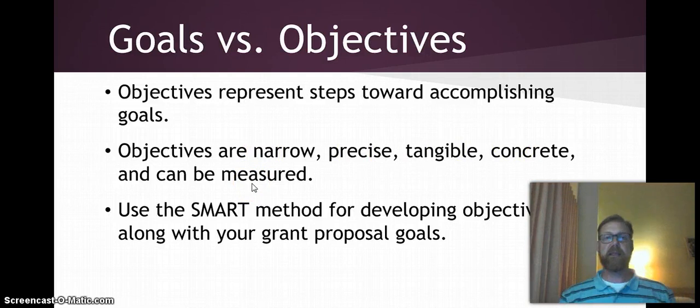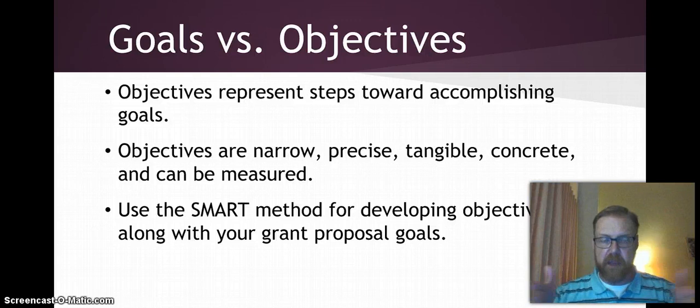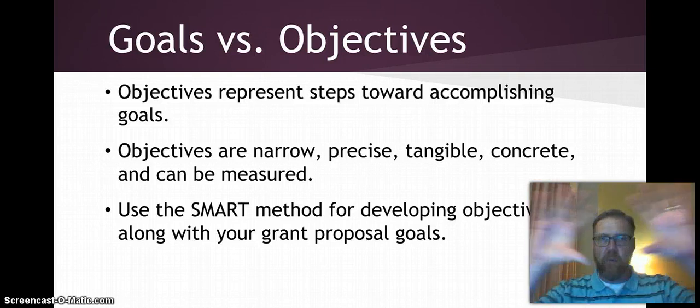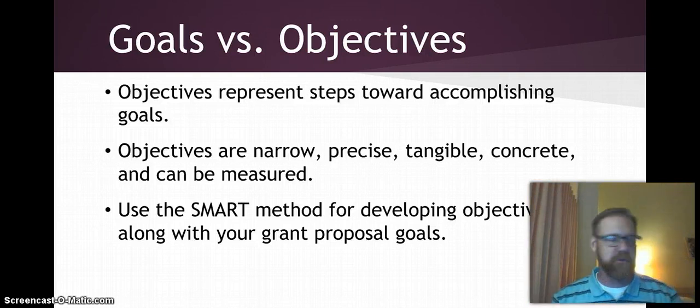So here we're taking these big goal statements, and now we're streaming them, we're funneling them. So you might have one overarching goal: decrease malnutrition among youth in a particular community. But now we're going to talk about how that's going to be accomplished. And what I'm asking you to do is use the SMART method for developing objectives that go along with your, in this case it's not a grant proposal, but with your entrepreneurship idea or your innovative idea goals.